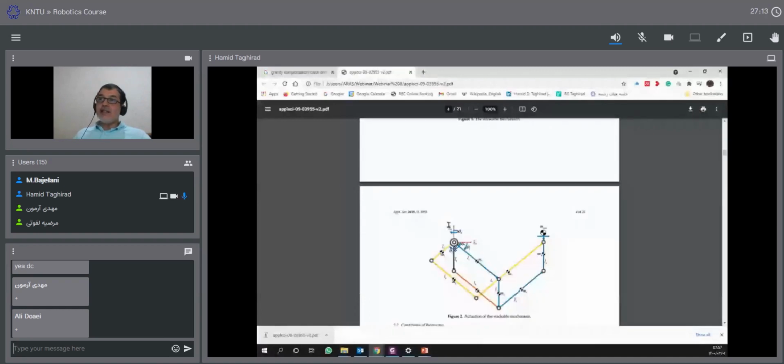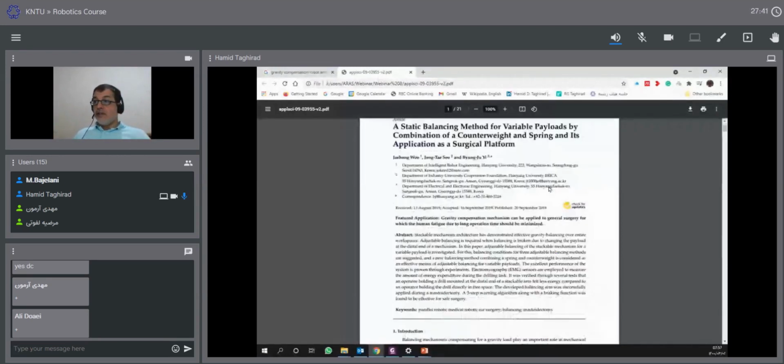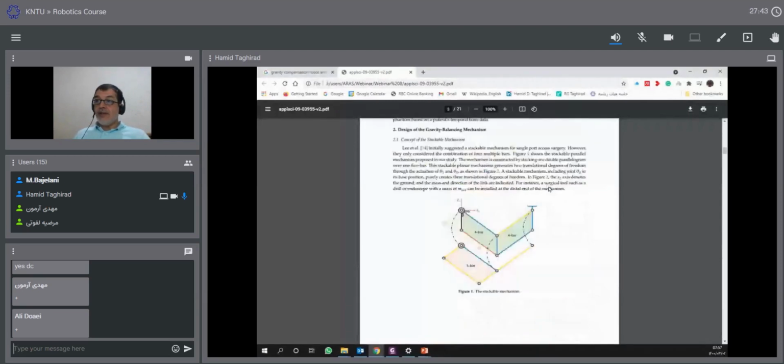A static balancing method for variable payload by combination of counterweight and spring. We usually have three methods: counterweight, spring, and some variable force that comes from a pneumatic actuator or a hydropneumatic actuator if the robot is very large. Of course, you can read that through, but usually if you have a parallelogram, as in your project, the weight is not compensated anyways.